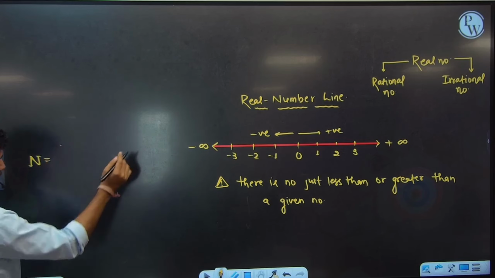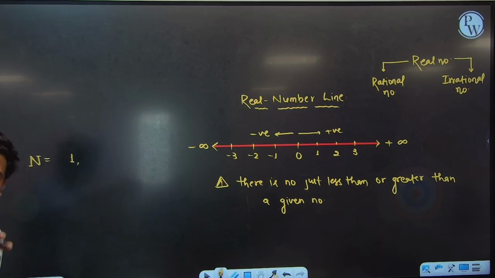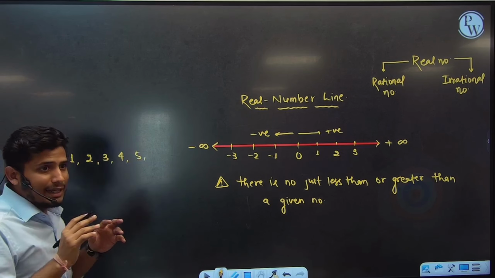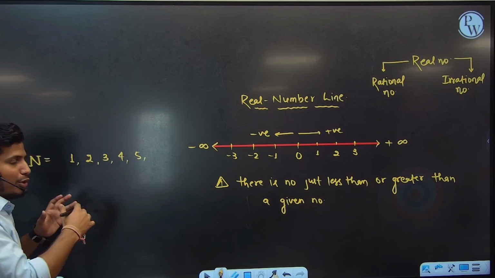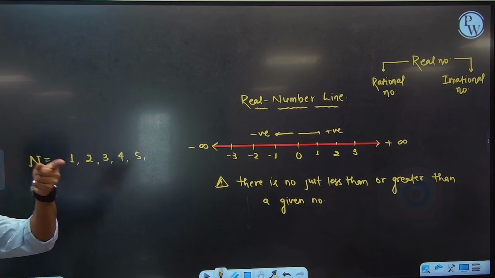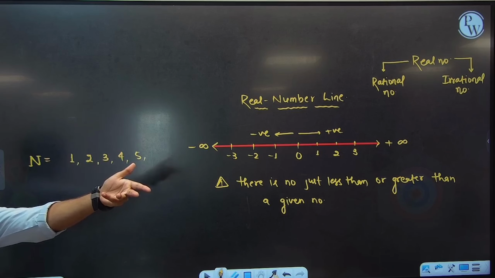Tell me natural numbers. 1, and then 2, and then 3, and then 4, and then 5. There is no mid value. There is no value between 1 and 2. Natural number 1, and just then 2, and just greater than 3, and just greater than 4.